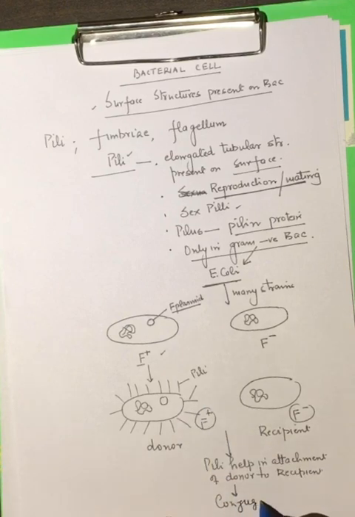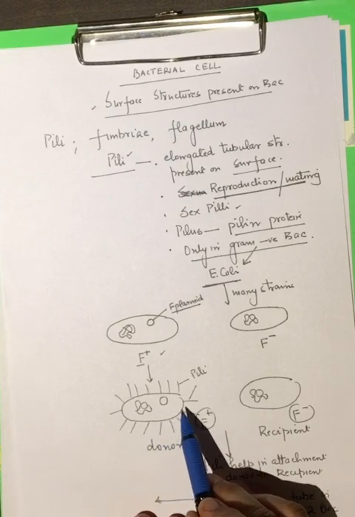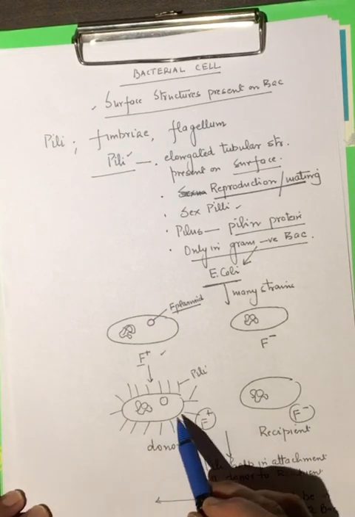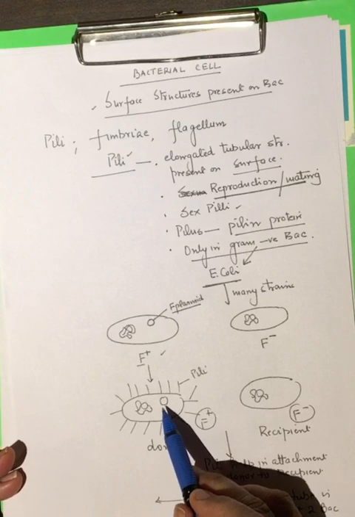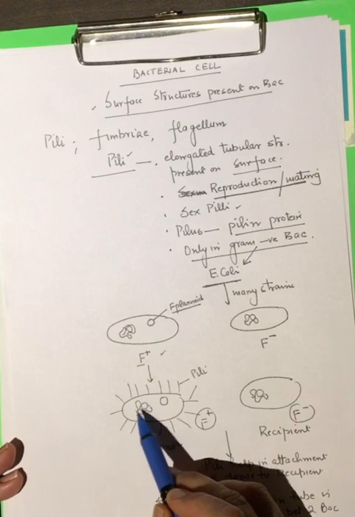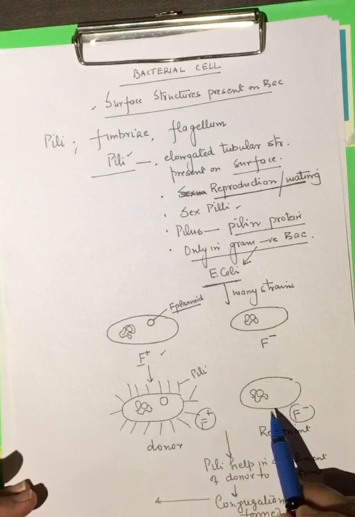A conjugation tube is formed between the two, and then through this conjugation tube, a part of the genetic material is transferred from the donor to the recipient. That part of the genetic material can be a plasmid. The plasmids can pass from one bacteria to another, or from the main genomic chromosome also a part of the DNA can pass from the donor bacteria to the recipient bacteria.